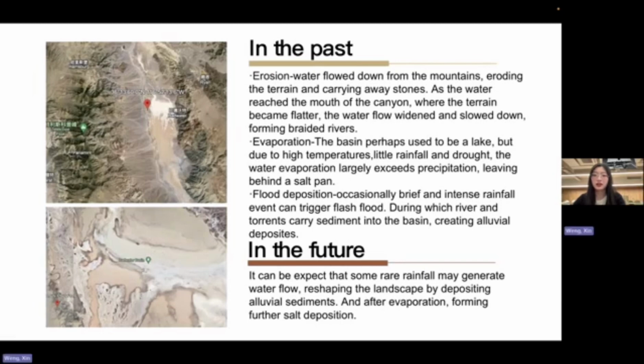Thirdly, flood deposition. Occasionally brief and intense rainfall events can trigger flash floods. Flood carrying sediments into the basin, creating alluvial deposits. In the future, it can be expected that some rare rainfall may generate water flow, reshaping the landscape by depositing alluvial sediments. And after evaporation, forming further salt deposition.